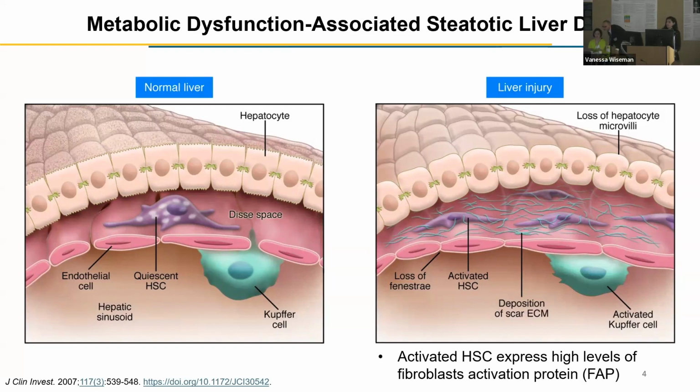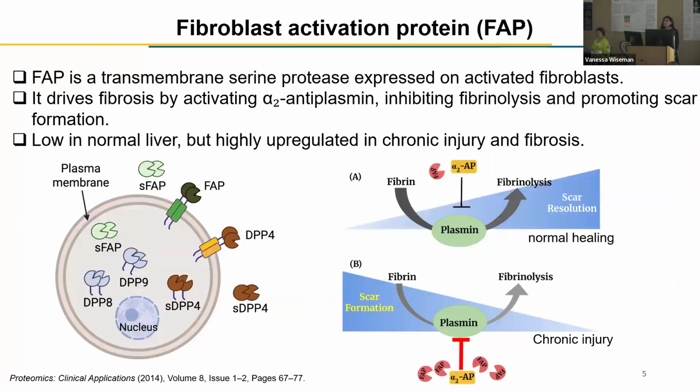Importantly, this activated HSC expresses a high level of fibroblast activation protein, which is called FAP. These are transmembrane serine proteases, which means that their active site is located on the surface of the cell, which makes it easily accessible for an imaging tracer.